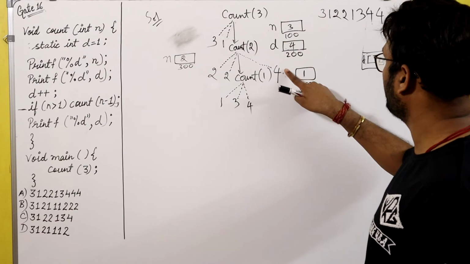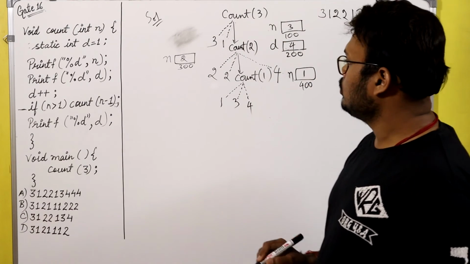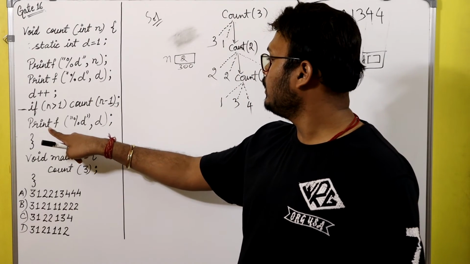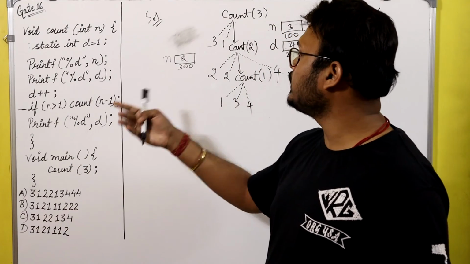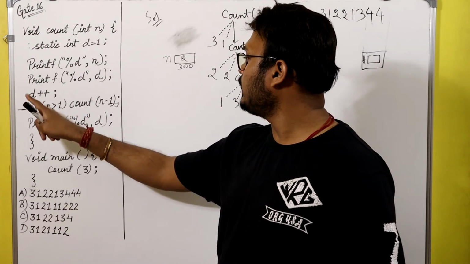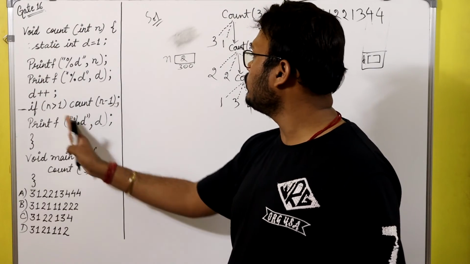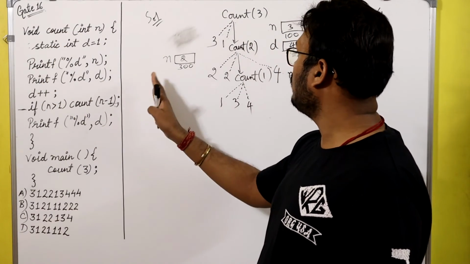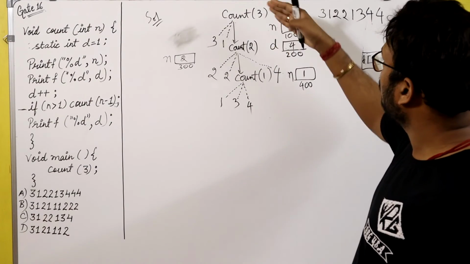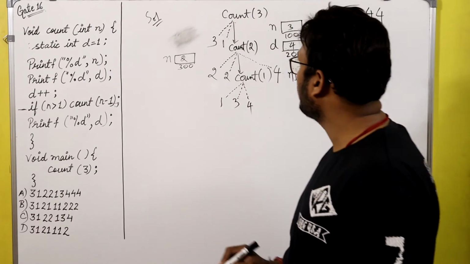Let's write n here separately, else you will get confused. Now you see, count 2 has executed this line, this line, this line, this line, and this line. It means count 2 has done its task. So since count 2 has executed all its lines, count 2's task is over. So now let's move to count 3.